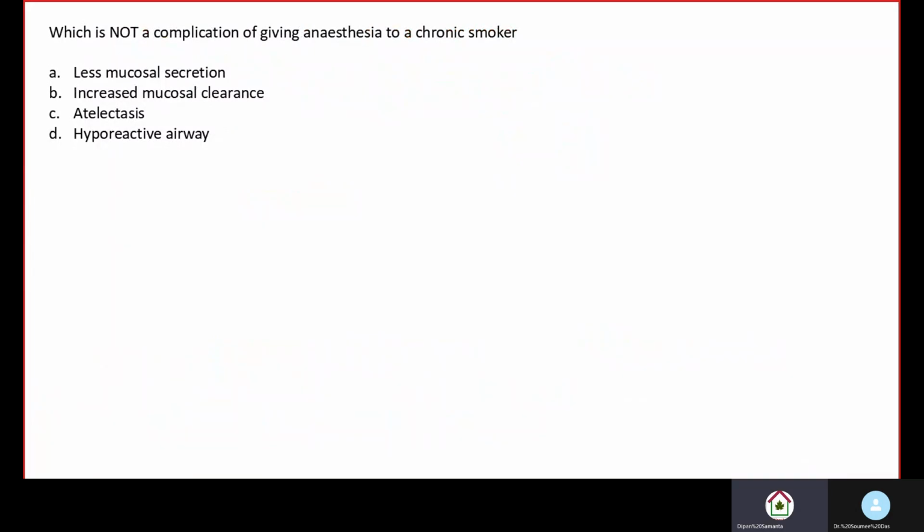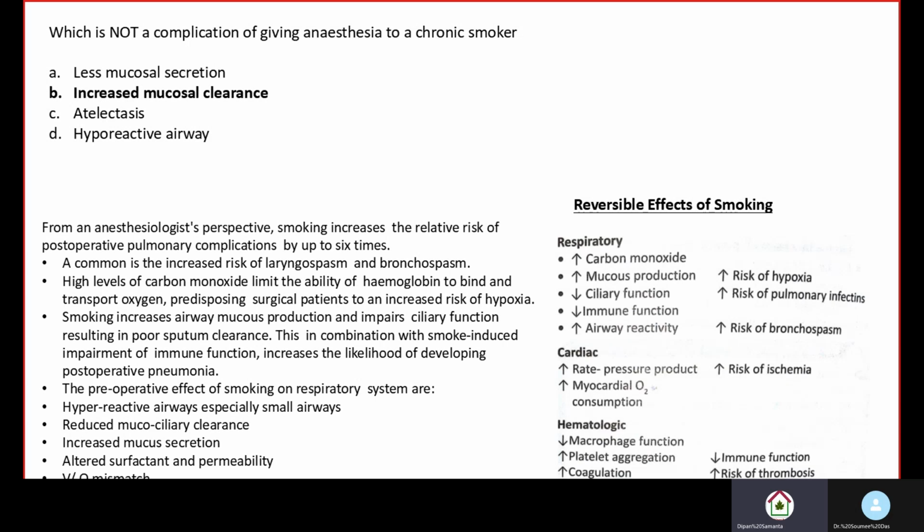Okay. So next question: which is not a complication of giving anesthesia to a chronic smoker? Less mucosal secretion, increased mucosal clearance, atelectasis, or hyperreactive airway? Which is not a complication of anesthesia to a chronic smoker? And the answer is increased mucosal clearance.